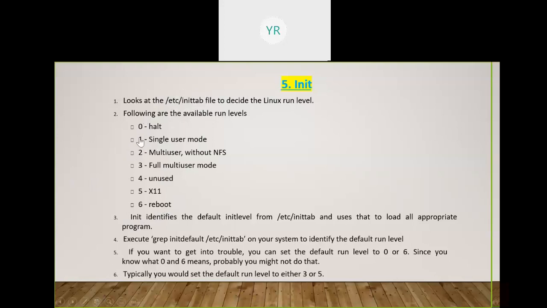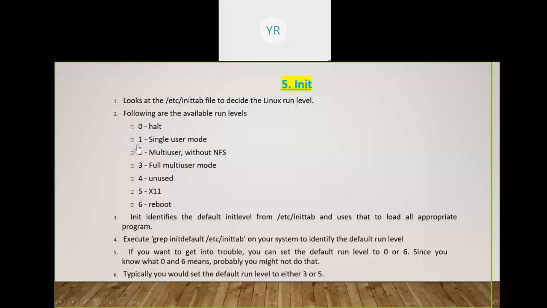In RHEL 6, those are called run levels. In RHEL 7, those are called targets. The first run level is 0, which is halt, meaning stop. If you execute init 0, all the processes will be halted.